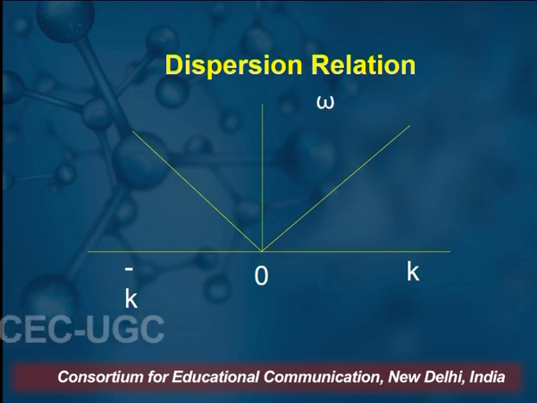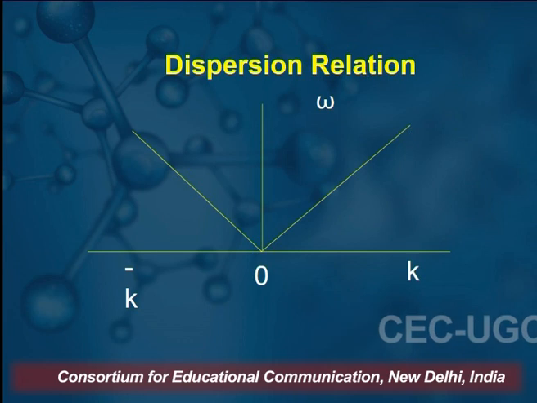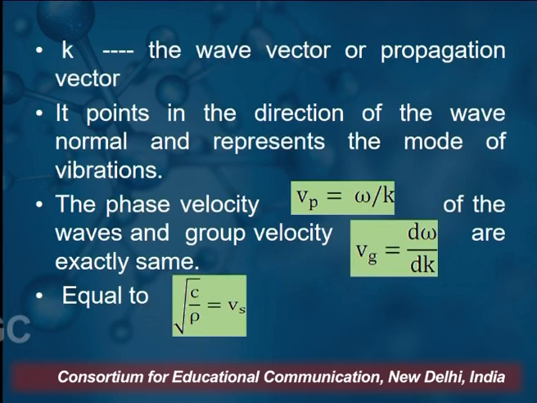The variation of omega with k will be given by this form, that means it will be a straight line, and k is the wave vector or the propagation vector. The k vector, the propagation vector, points in the direction of the wave normal and it represents a mode of vibration. Each value of k gives me a different mode of vibration. We know that phase velocity is given by omega by k.